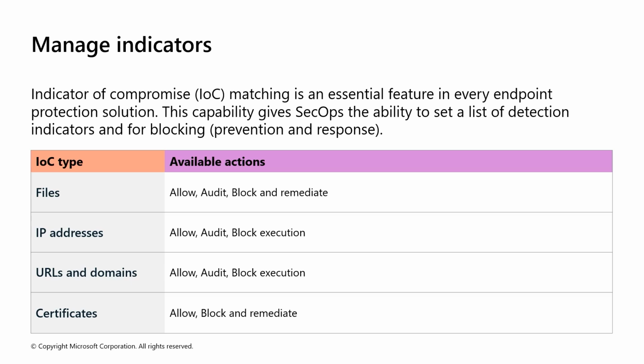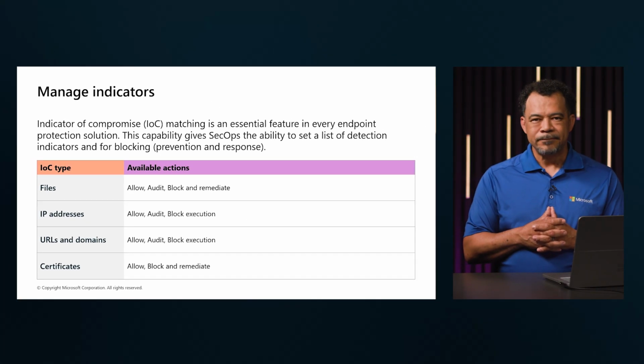As you can see, we take different actions depending on the type of IOC. For files, we have the option to allow, audit, block, or even remediate. For IP addresses, URLs, and domains, we can allow, we can audit, or we can block execution. And when it comes to certificates, we can either allow them or block them, and if we need to, remediate.